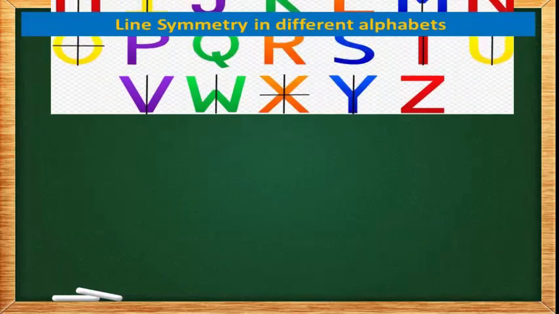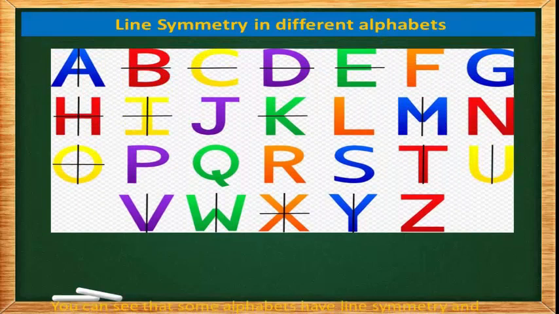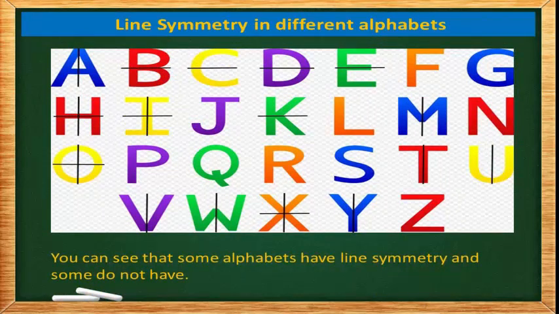In this figure, we can see the lines of symmetry for different alphabets. We find that there are lines of symmetry for some alphabets and there are no lines of symmetry for other alphabets. Can you tell me for which alphabets there are no lines of symmetry? Yes, F, G, J, L, N, P, Q, R, S and Z. They do not have any lines of symmetry.